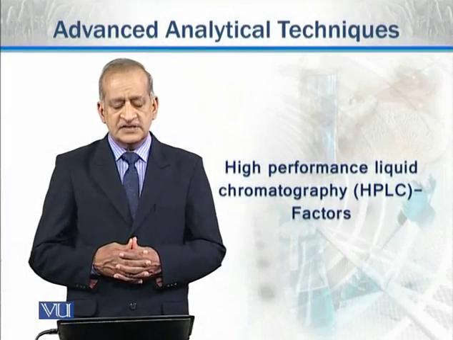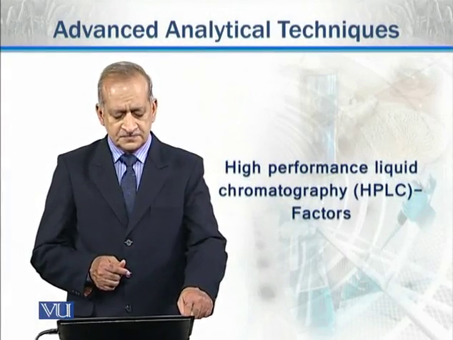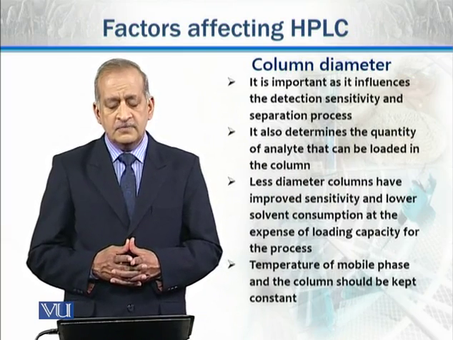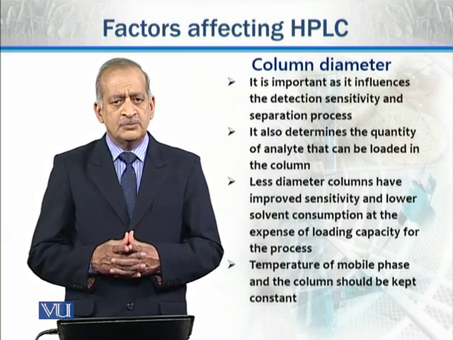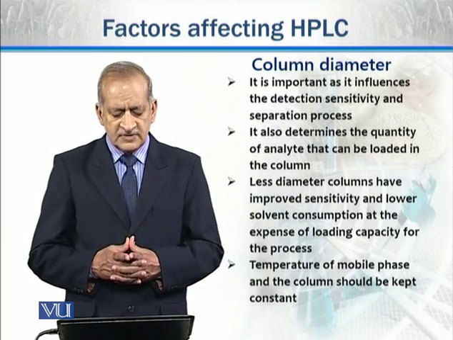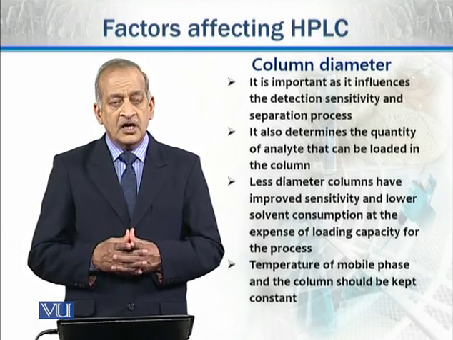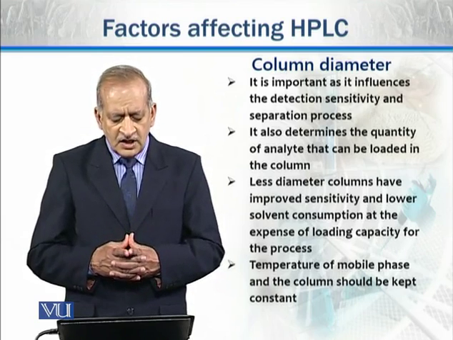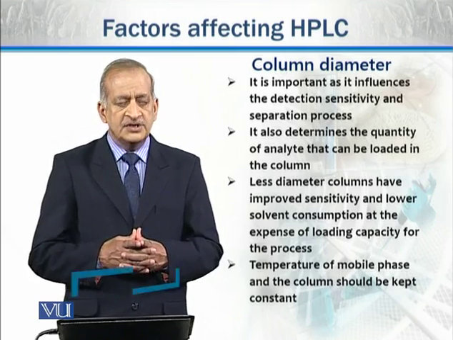Now we will discuss factors which affect the HPLC. One by one we will discuss, and first of all, column diameter. Column diameter is important as it determines the detection sensitivity and separation process. How does it determine the separation? It determines the quantity of analyte that can be loaded in the column.